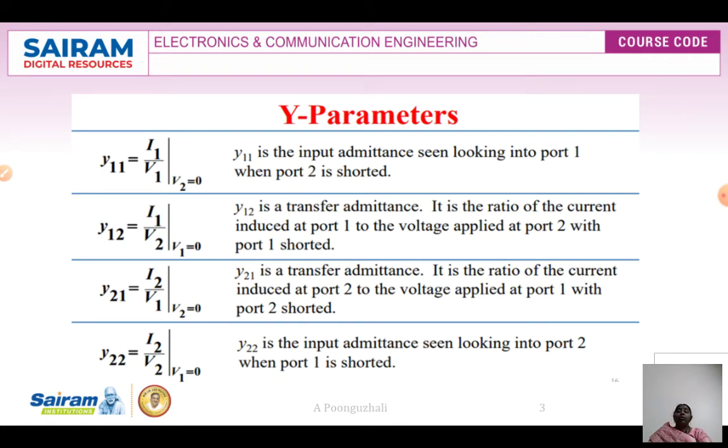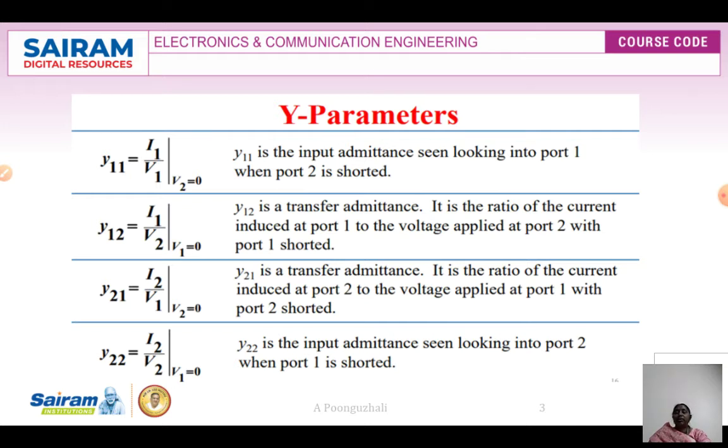Now to find Y11, first we make V2 equivalent to 0. When I make V2 equivalent to 0, Y11 is called the input admittance, where it is seen looking into port 1 when port 2 is shorted. Next is your Y21.